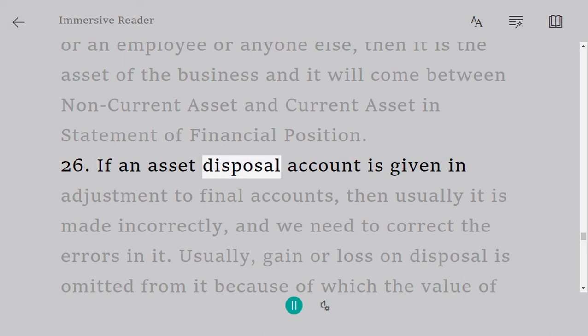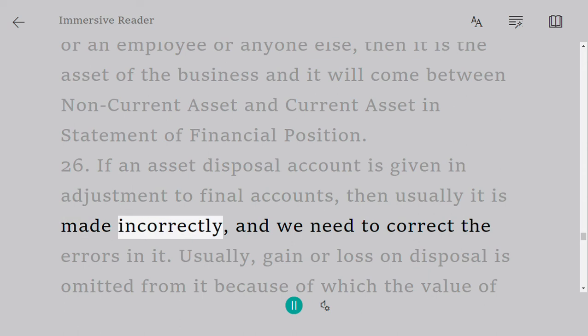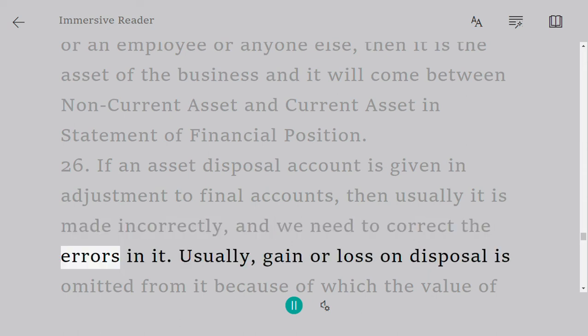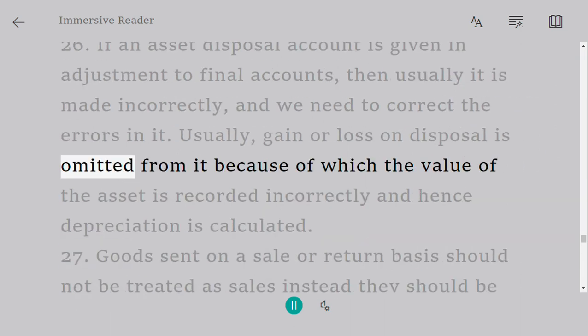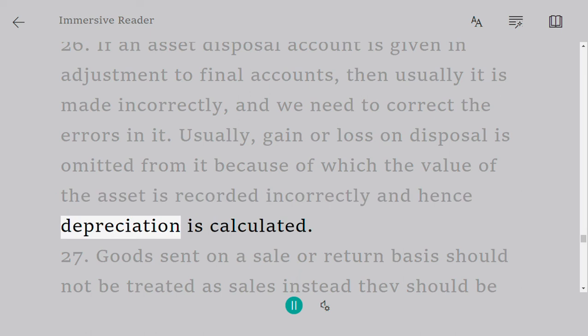26. If an asset disposal account is given an adjustment to final accounts, then usually it is made incorrectly, and we need to correct the errors in it. Usually, gain or loss on disposal is omitted from it, because of which the value of the asset is recorded incorrectly and hence depreciation is calculated incorrectly.